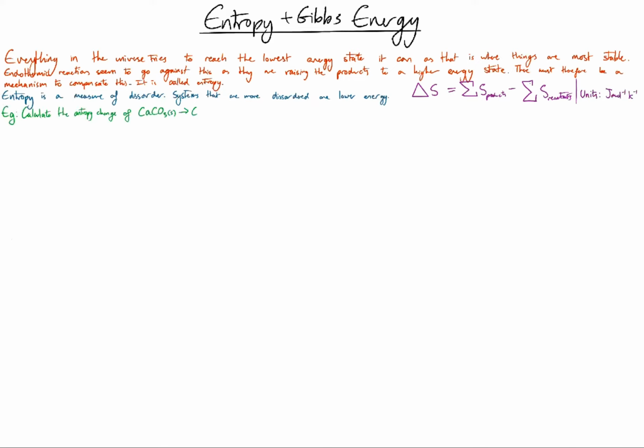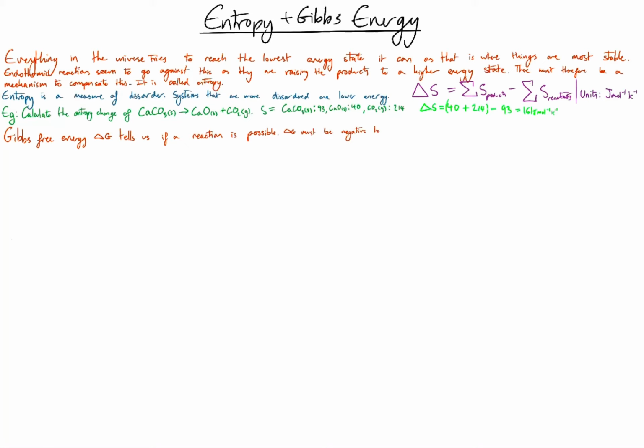calcium carbonate decomposing into calcium oxide and CO2. The entropy values of calcium carbonate, CO2 and calcium oxide are given, so we simply add the entropy of the reactants together and take them away from the entropy of the products, which gives us 161 joules per mole per Kelvin. Gibbs free energy tells us if a reaction is possible.